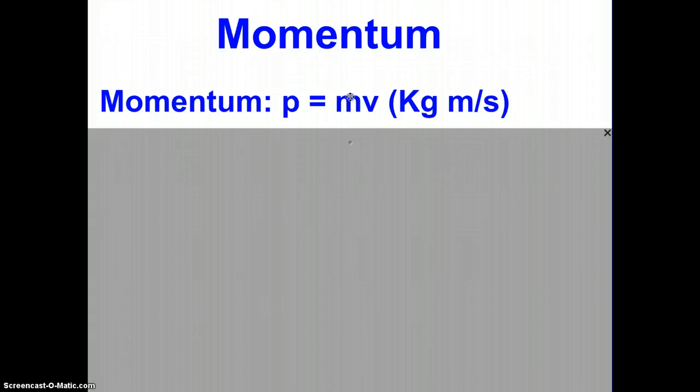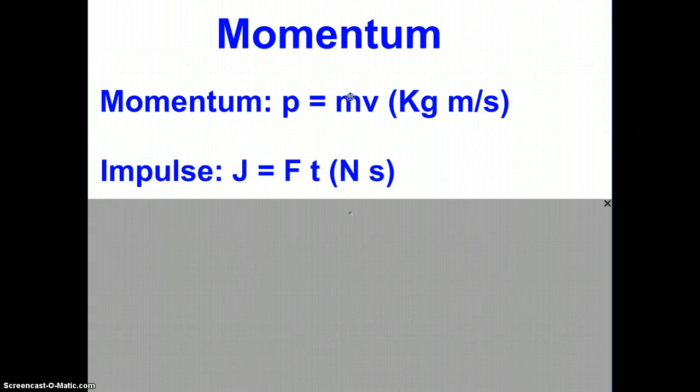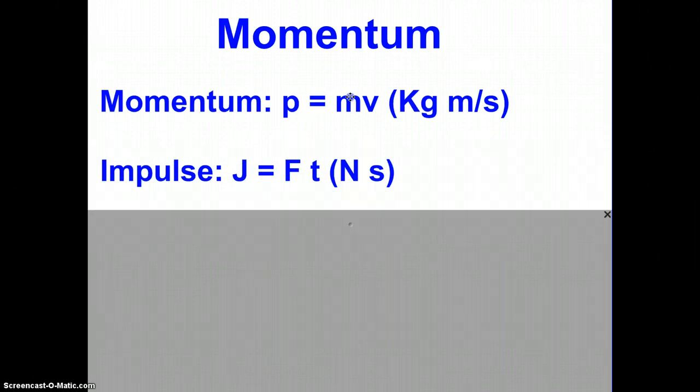Another quantity in our study of momentum is the quantity impulse. Impulse is the force that acts on an object times the time in which that force acts. Impulse, the symbol of which is capital J, would be F times t. So capital J equals F times t is the equation for impulse. The unit for force is Newton, the unit of time is second. So our units of impulse are Newton seconds, not Newtons per second, but Newton seconds.